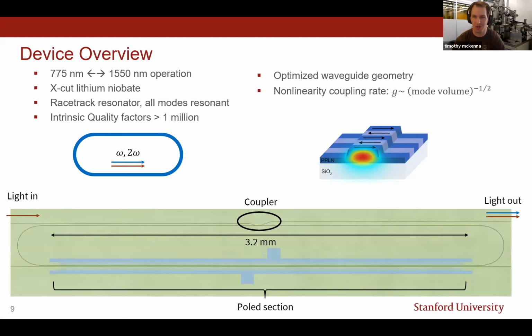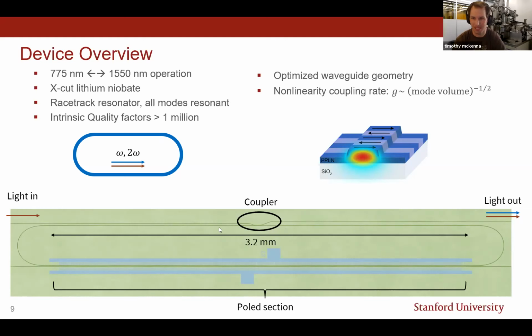So the device looks like this, where here's the large racetrack resonator. You can see my mouse, I hope you can. But you basically have light coming into the feed waveguide, and then we have a coupler region, which actually operates both at the second harmonic and the fundamental. So we're roughly critically coupled, not quite, but roughly critically coupled. And then the generated light and your original light will just come out the feed waveguide.